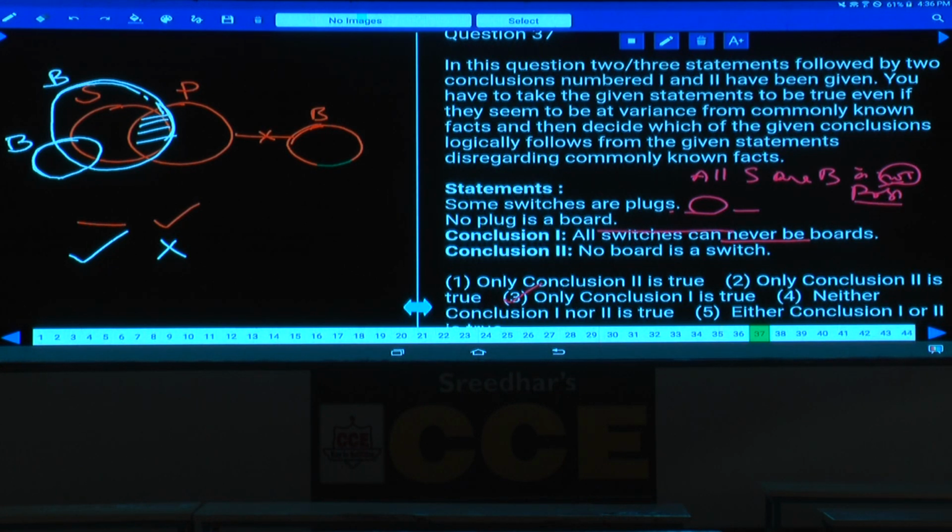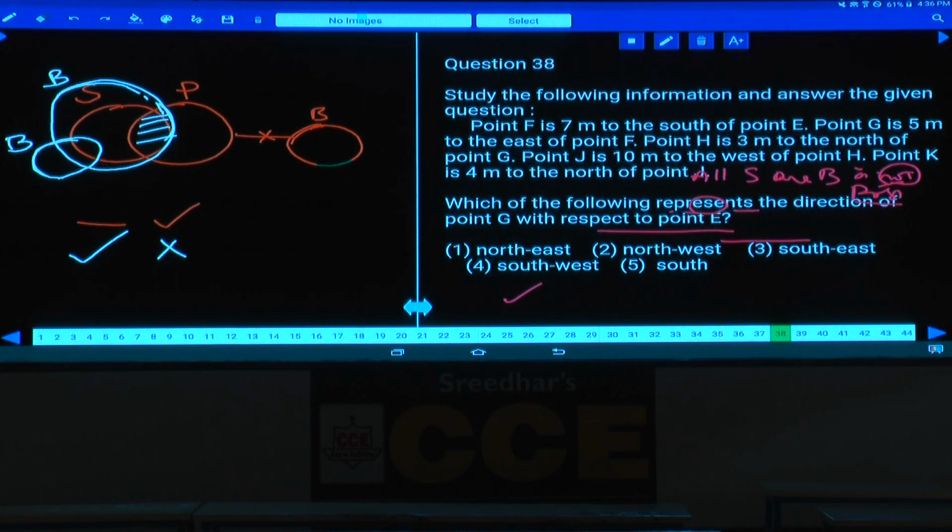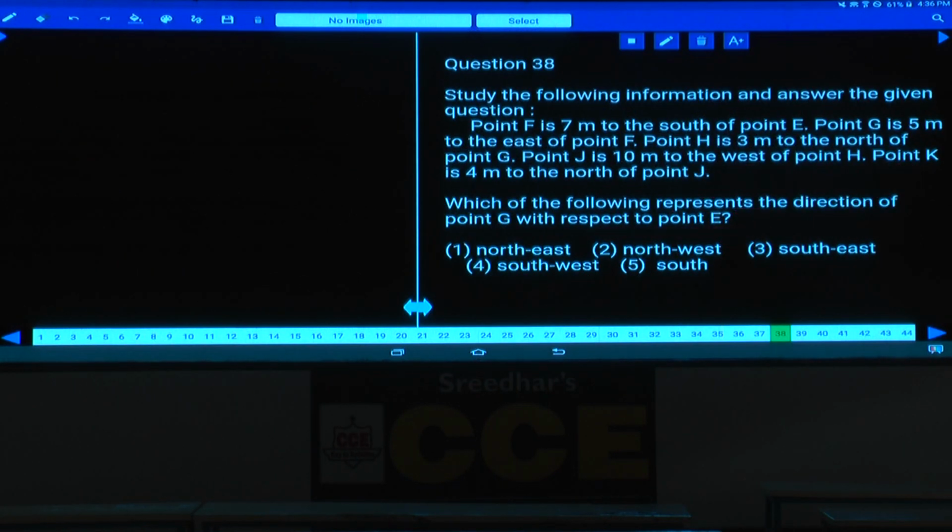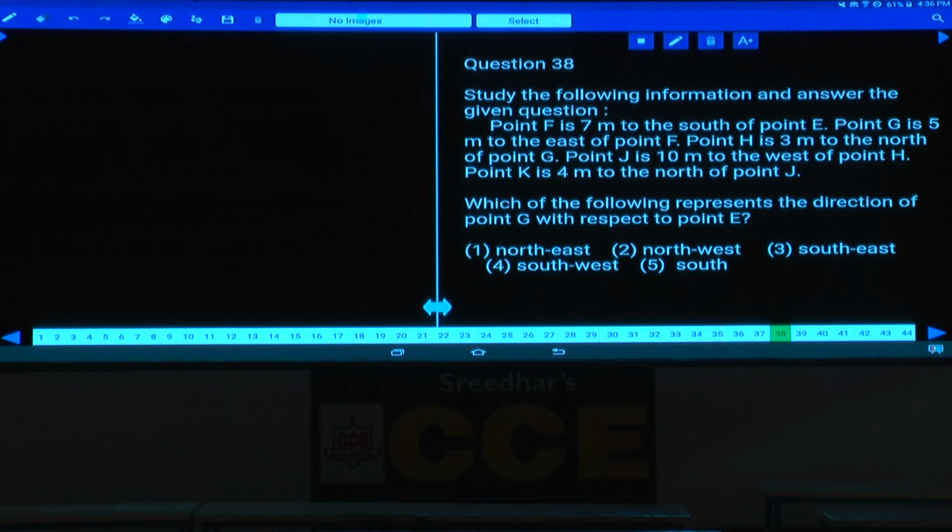This is about question number 37. Then 38. 38 and 39, these two are based on directions. F is 7 meters to the south of E. If E is here, F is 7 meters, now this is F. F is 7 meters to the south of E, and G is 5 meters to the east of F. G is how many meters? 5 meters. G is 5 meters to the east of F.